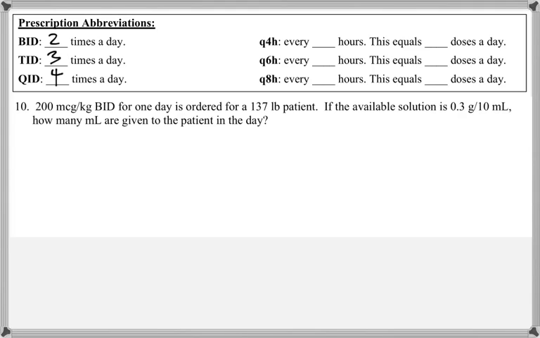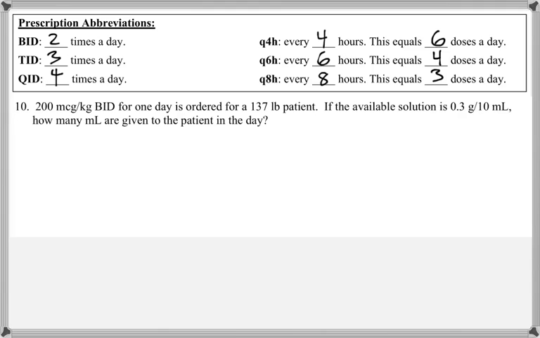Q4H, that stands for every 4 hours. Q6H is every 6 hours. Q8H is every 8 hours. Now, every 4 hours, this is equivalent to 6 times a day, or 6 doses a day. And that's because 4 divides into 24 6 times. If you divide 6 into 24, you get 4. So Q6H is equal to 4 times a day. And then Q8H is going to equal 3 doses a day because 8 goes into 24 3 times.